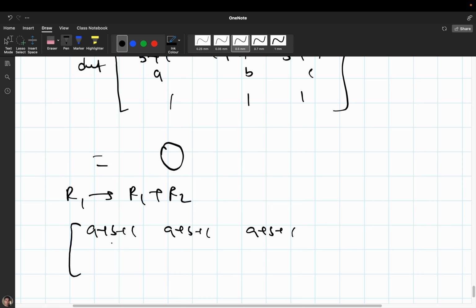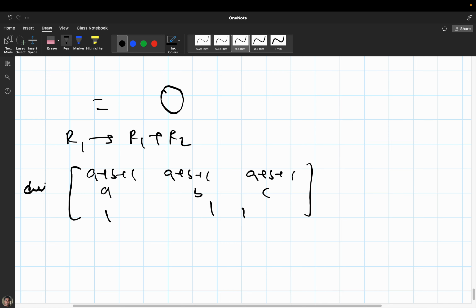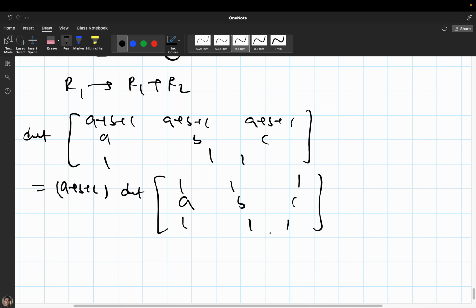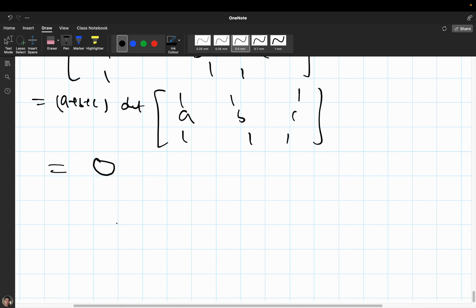R1 will be equal to R3. If we take out the common factor A plus B plus C, that will be the determinant of 1 1 1, A B C, 1 1 1. You can see that these two rows are the same, which means that the value is 0. Fine. Now next question.